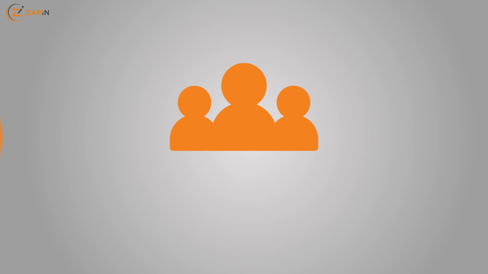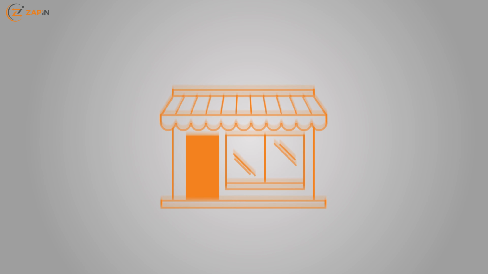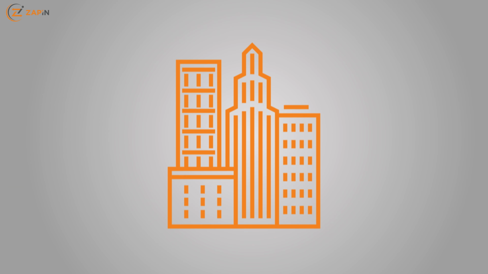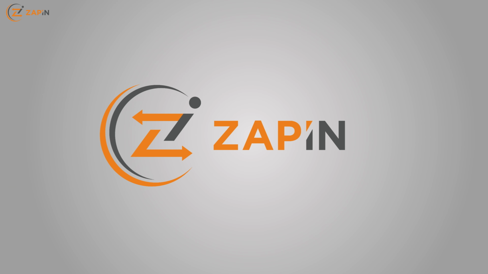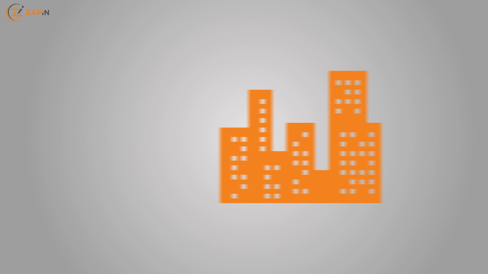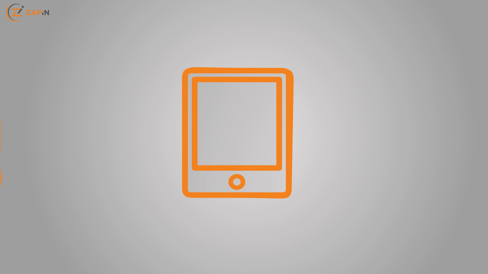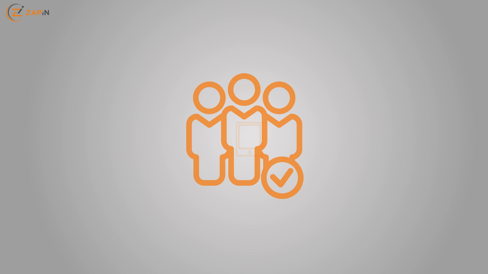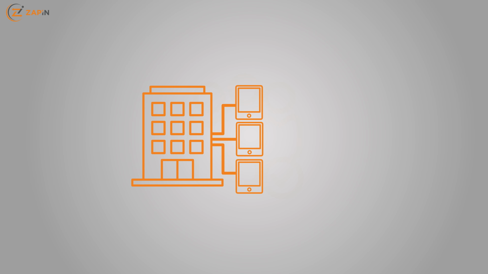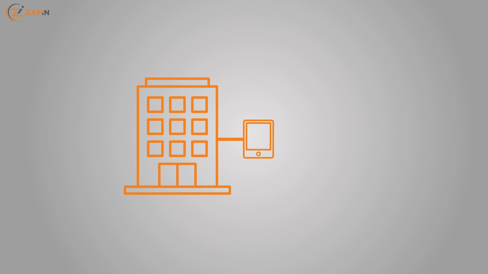Every business functions differently. Whether your visitor traffic happens at a single location or at many, ZAP IN's buildings feature allows you to easily manage any scenario. In ZAP IN, buildings represent a grouping of iPads that are set up together to manage and track visitors who sign in to that location. A building can consist of as many or as few iPads as needed to service that location.